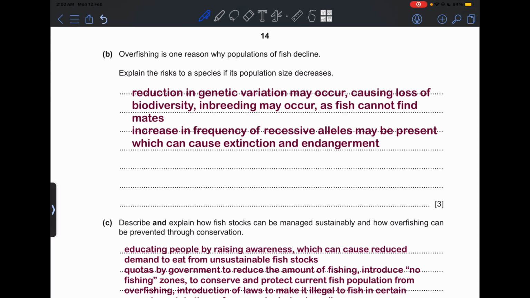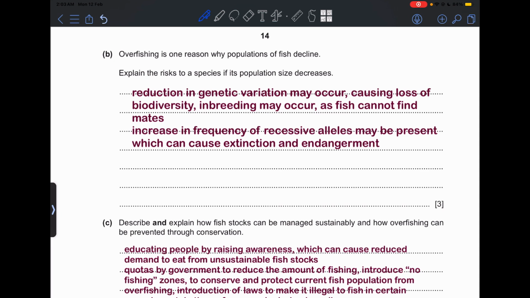Let's take an example. For example, I have a farm and I only plant strawberries there, and then a disease came, or a pest, or an insect, or a virus, anything. This virus affects only strawberries. So this means that I will lose all of my crops, and I will lose all of my farm. I will lose everything there because I only planted one type of crop. So this is a problem actually. There has to be biodiversity. Inbreeding may occur as a result of fish that cannot find their mates.